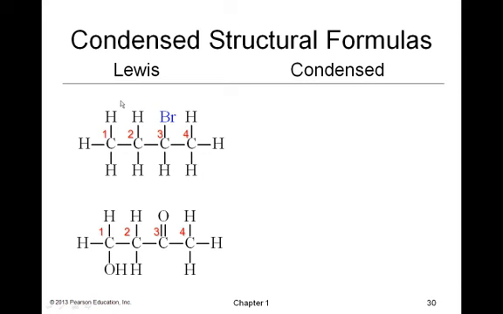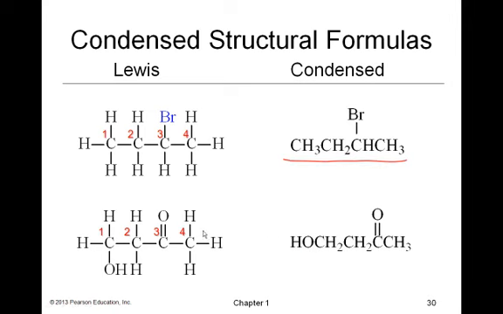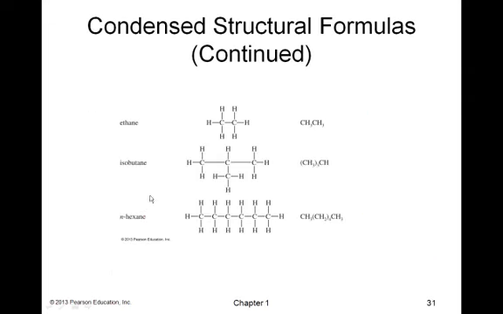Here's some more Lewis structures. If I condense all the carbon-hydrogen bonds, we get this structure. If I condense all the bonds here, carbon and hydrogen, we get this. Note if I have a bond to a non-hydrogen atom like oxygen, I've got to show that. And here's the OH that was on this carbon over here. So here's some more condensed structures.